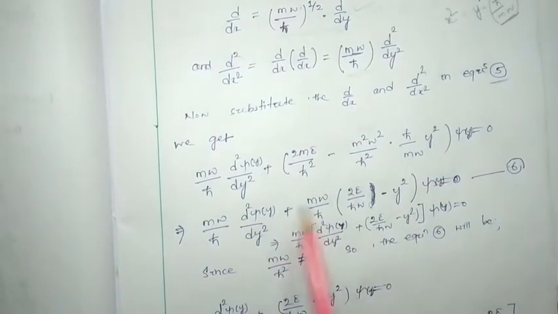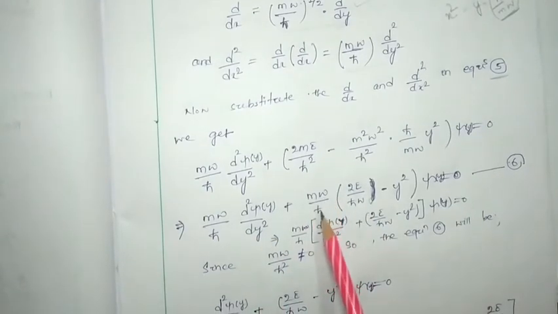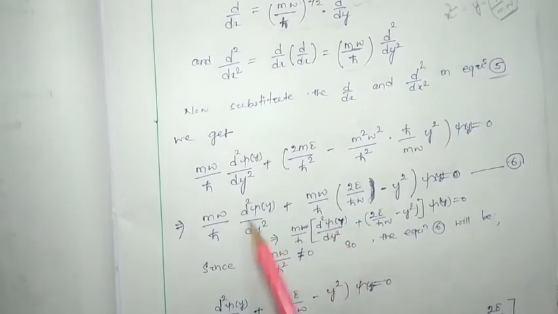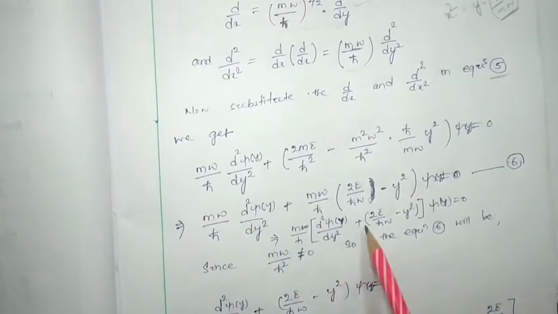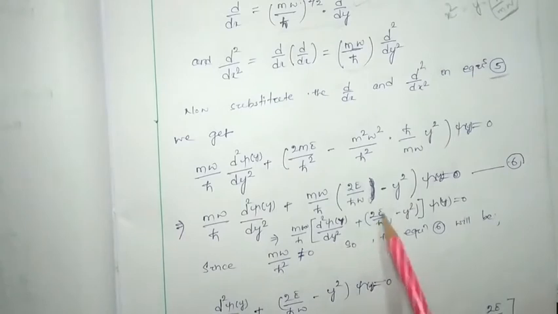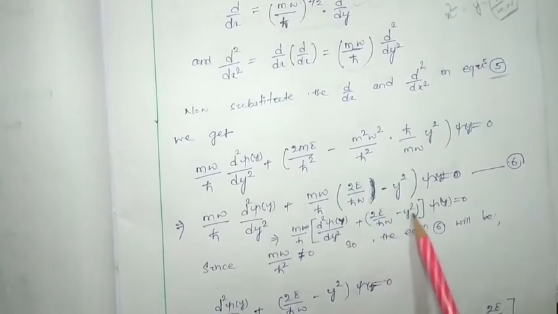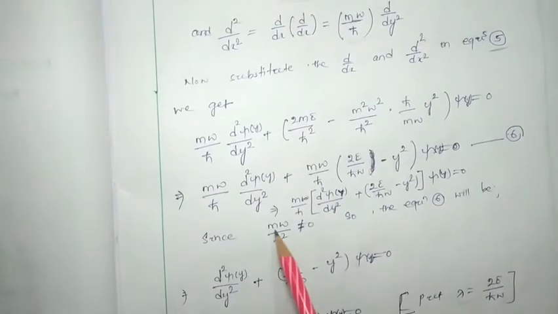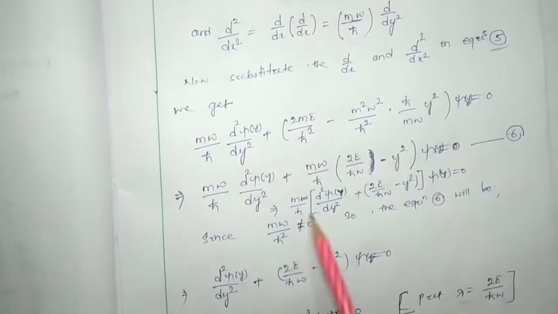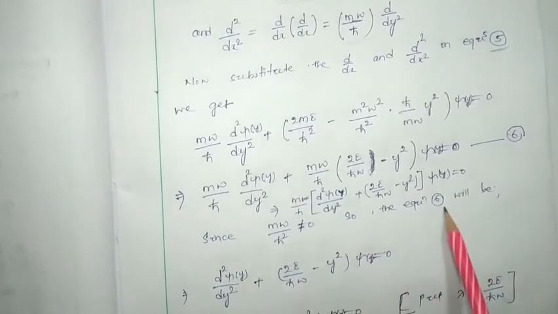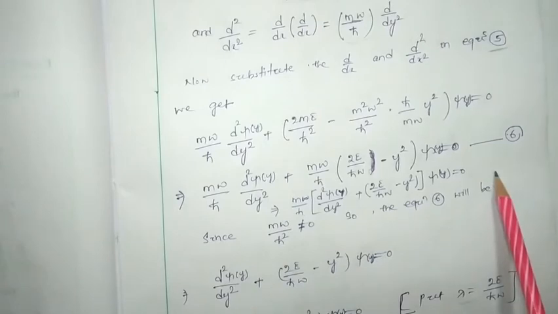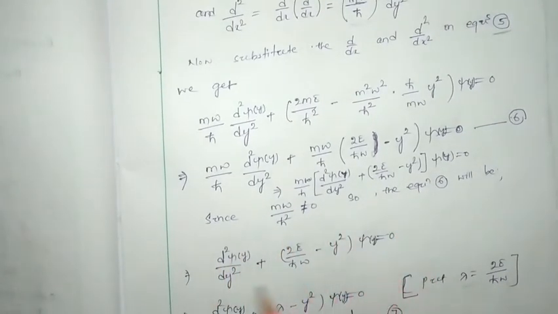Now from these two terms we take m omega by h cross common outside, so it will be d square psi y by dy square plus 2e by h cross omega minus y square psi y equal to 0. Since m omega by h cross is not 0, in equation number 6 the other part has to be 0. So this will be equal to 0.